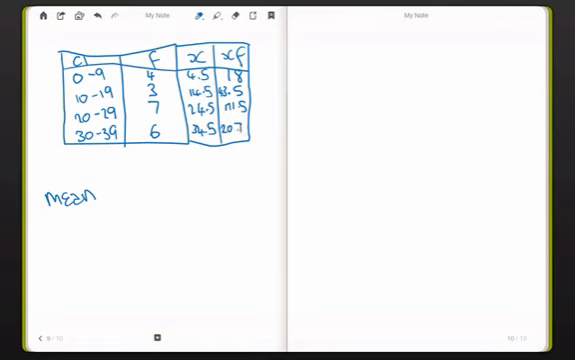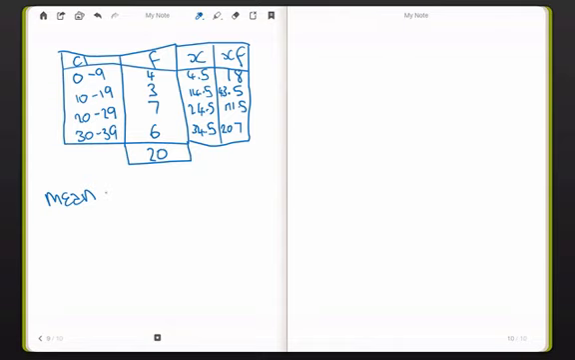Okay? Now we need to make sure we know how many values we have altogether. So let's add these up, because we want a cumulative frequency, which means we add them up as we go. 4 plus 3 is 7, plus 7 is 14, plus 6 is 20. So we have 20 values altogether, okay?